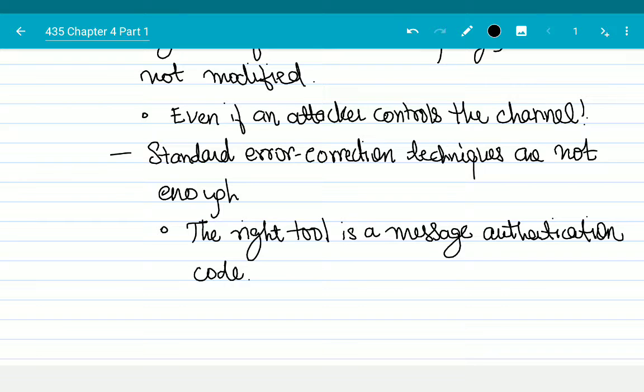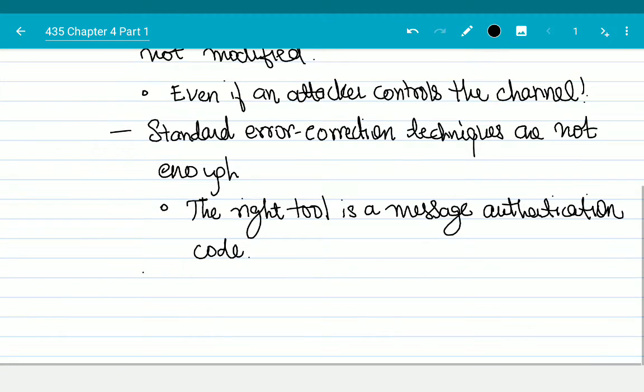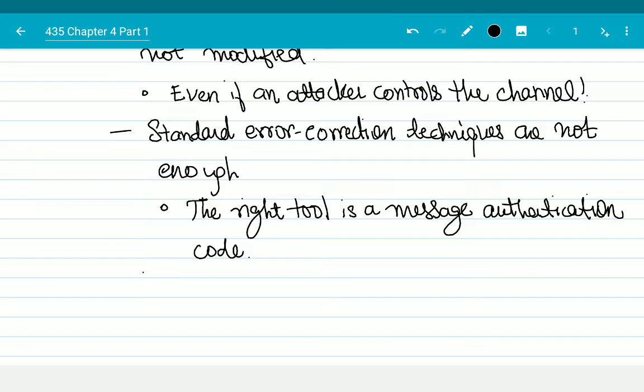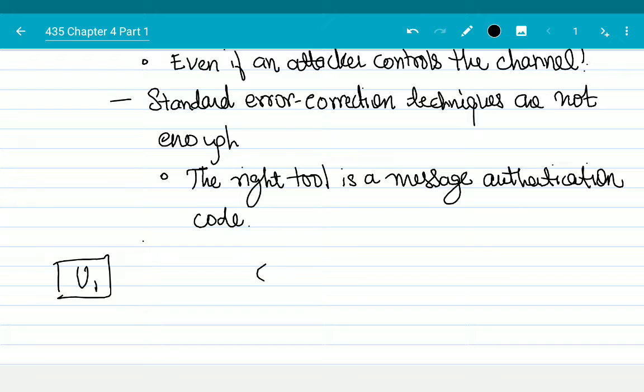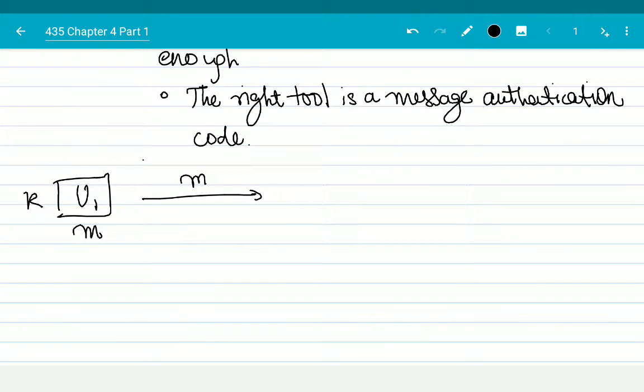Okay. And so how does the message authentication code work? So you have a user 1, U1, who has a message M. They have a key K. What they do is they generate a tag, which is called T, which is generally denoted MAC_K(M). And the message then sent is (M, T).